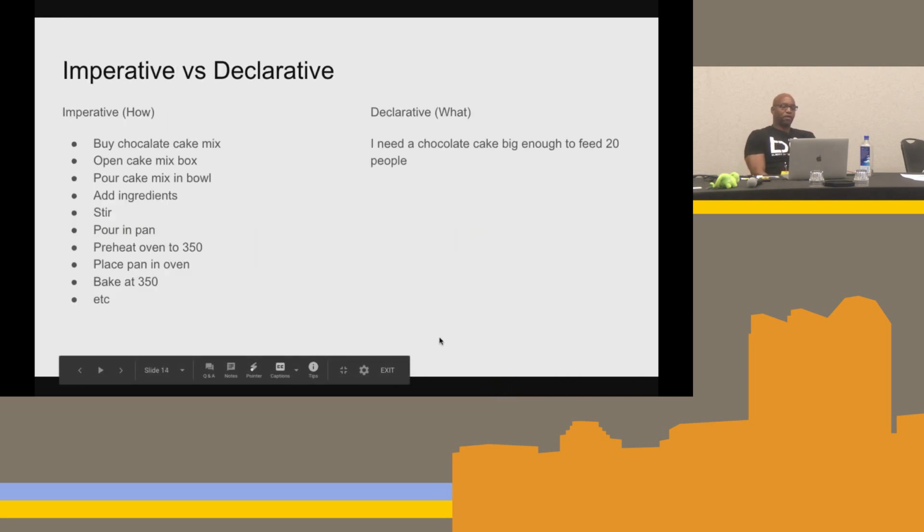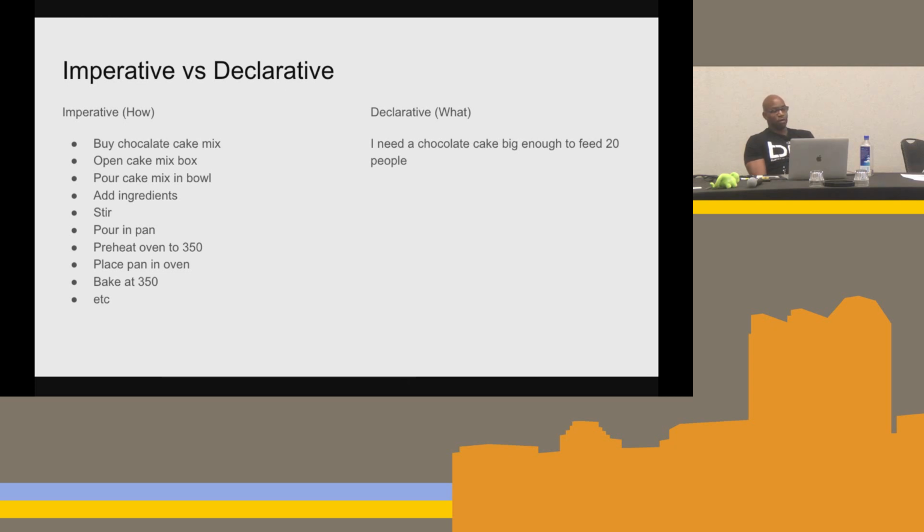All right, imperative versus declarative, right? Imperative is the how. If you want to make a chocolate cake, you list all the steps in order. You buy the cake mix, you open the cake mix box, and so on. And you bake it at 350, and hopefully you have a cake at the end. Declarative is, I need a chocolate cake big enough to feed 20 people. That's what Terraform gives you. You can just declare what you want, declare the resources, and then hit Terraform plan, Terraform apply, and it goes out to whatever provider you specify, and it builds this infrastructure.